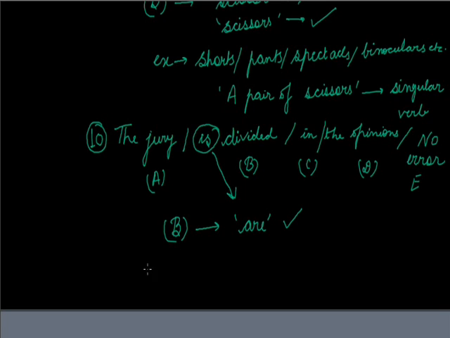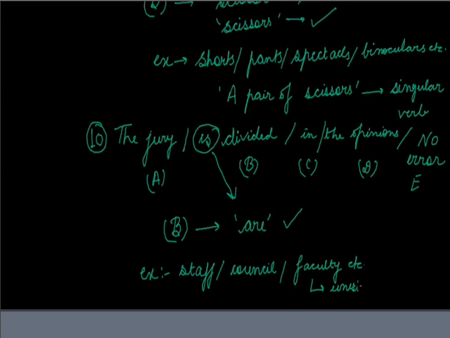Many collective nouns are there. For example, staff, council, faculty, etc. If these collective nouns work in unison, then we'll be using a singular verb. But if they don't work in unison, they are divided, we can't use a singular verb, we'll have to use a plural verb. The jury are divided. Understood?